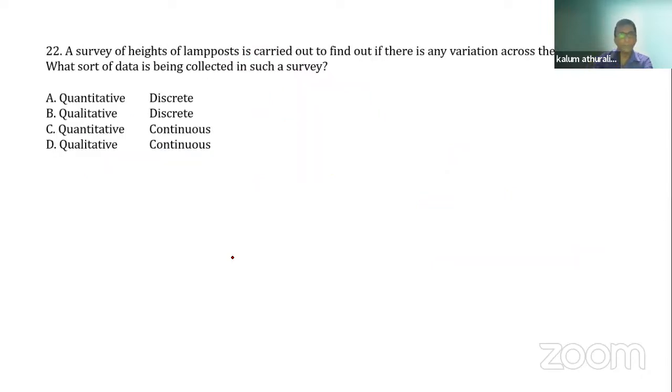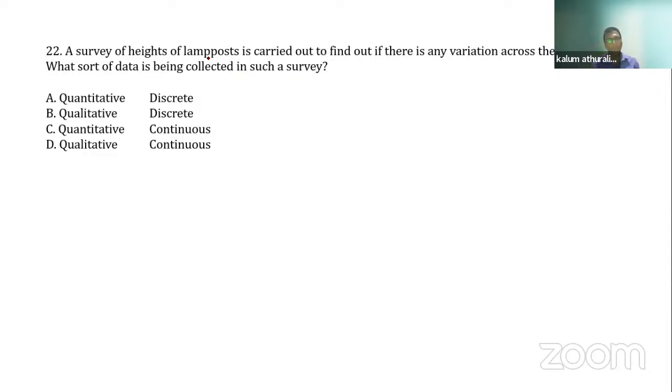Right, next one. A survey of height of the lamp post is carried out in the country. What sort of data is being collected in such a survey?